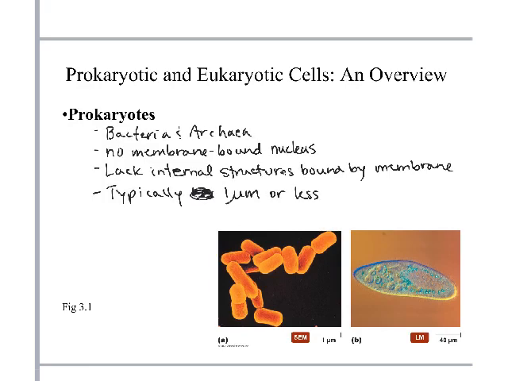Okay, so here's an example of some bacterial cells. See the units here, about 1 micron. This looks like it's probably a paramecium. Okay, much different units here, so way bigger.